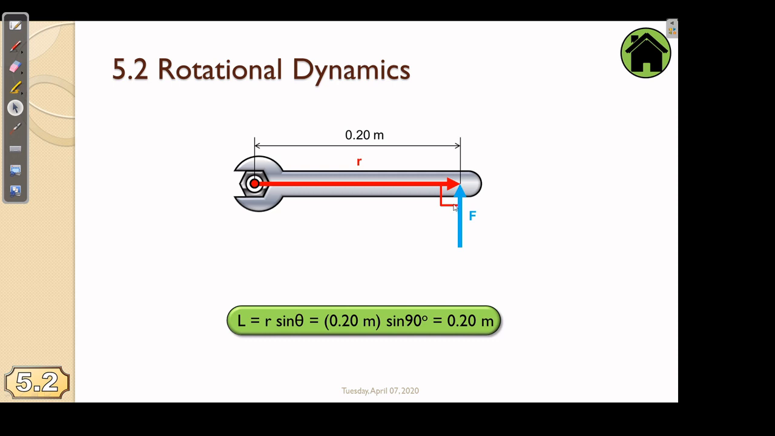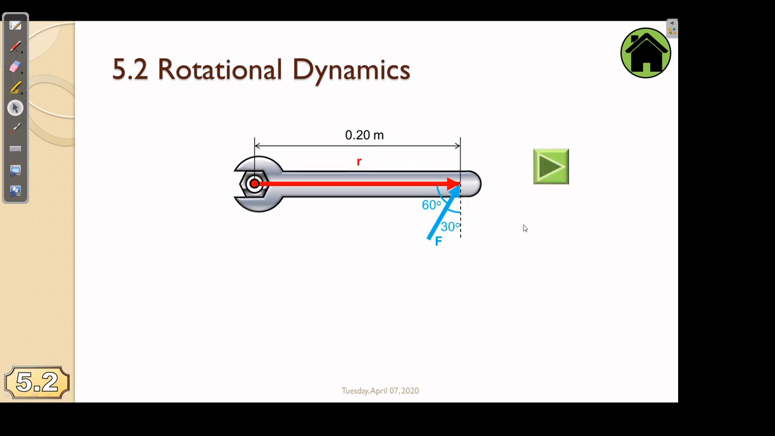To calculate the lever arm, or the effective distance over which this force is being applied, we multiply the radius by sine theta, where theta is 90 degrees. Well, the sine of 90 degrees is equal to 1, so this boils down to just 0.20 meters times 1, and the lever arm is exactly the same length as the radius. This is the most effective way you can apply a force to cause an object to rotate, at 90 degrees to the radius of rotation.